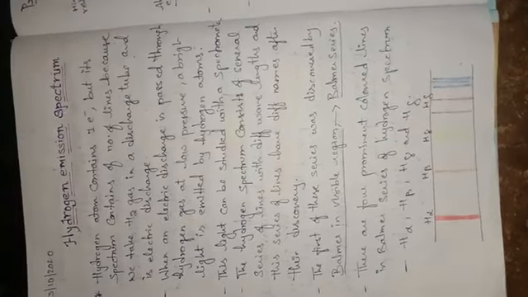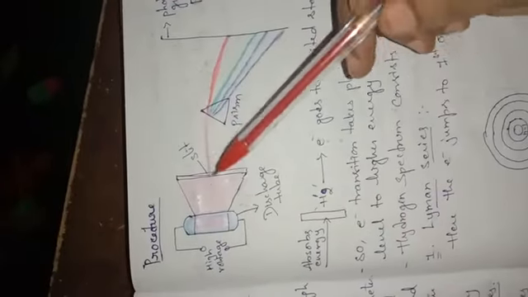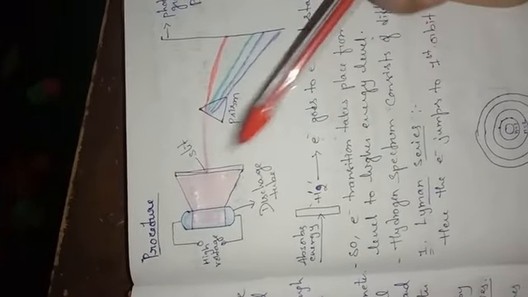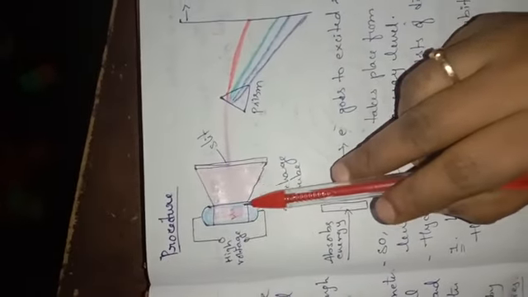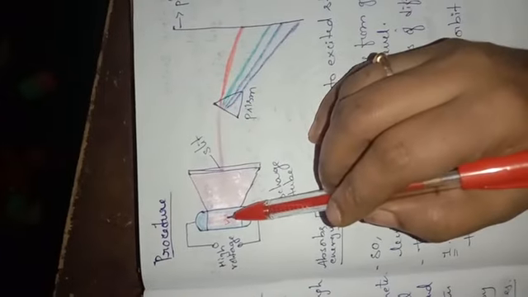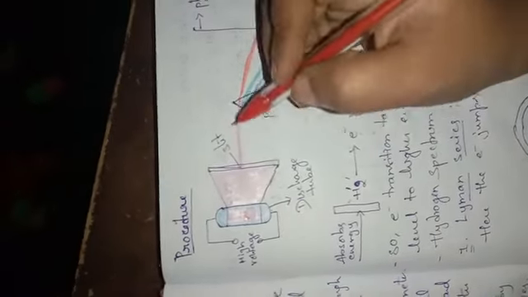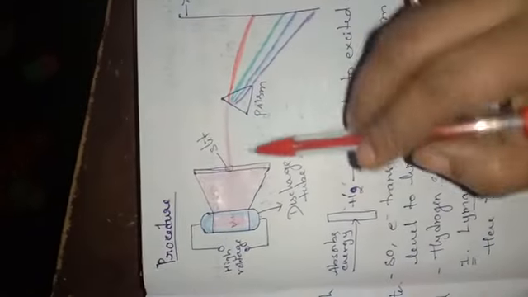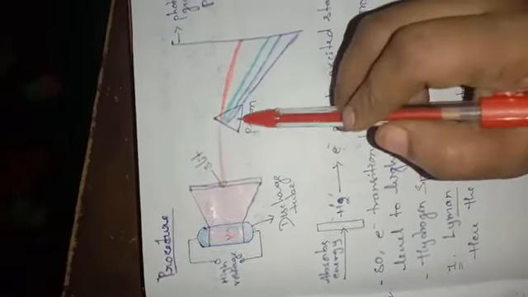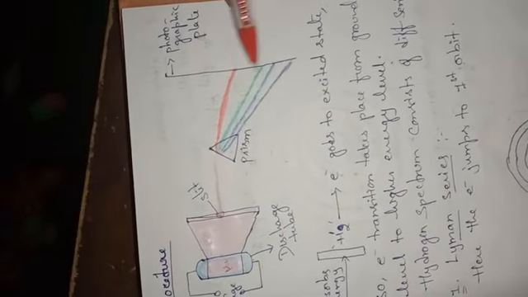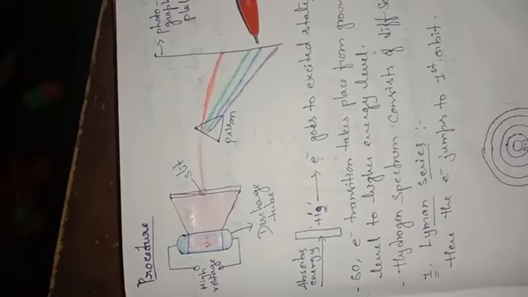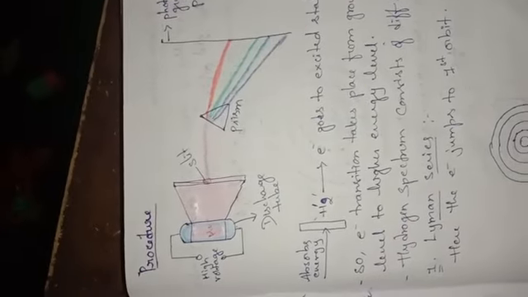Understand, children? See the procedure here. This is the discharge tube in which hydrogen gas, H2, is taken, and it is given high voltage, that is, electricity. When high voltage is passed through the hydrogen gas, the light passes through the slit, which is a small opening. These lines then pass through the prism. When it passes through the prism, it gives different prominent lines with different colors. Understand? So how is this process happening?